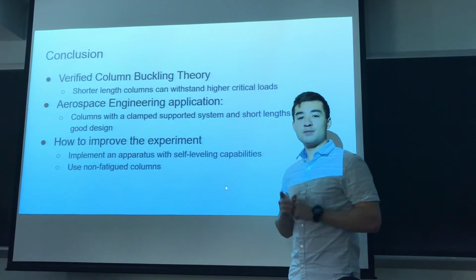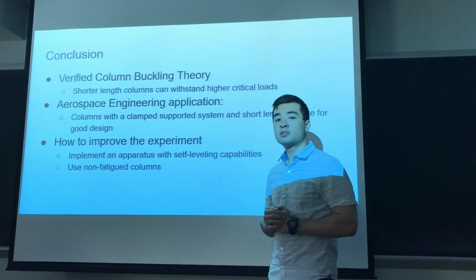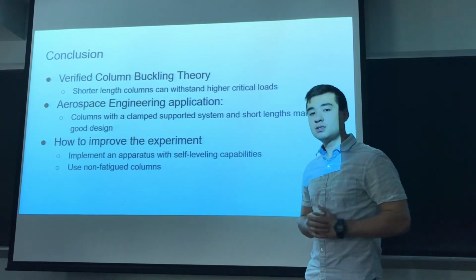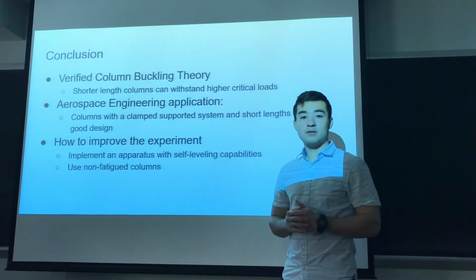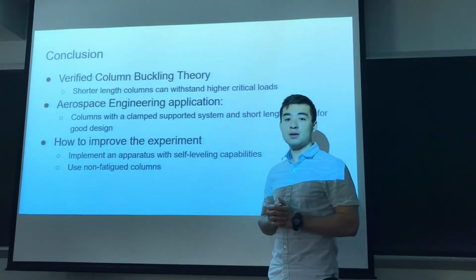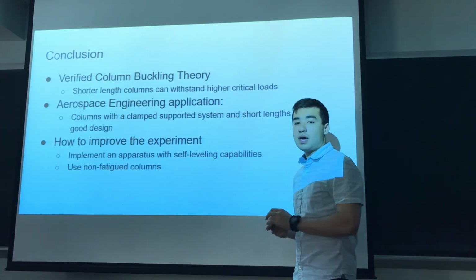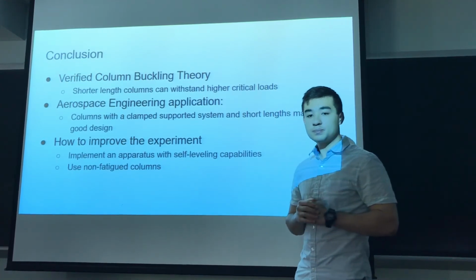In conclusion, the purpose of this experiment was to investigate and determine the behavior of a column under compressive load using experimental results and beam bending theory. Second, to determine the flexural instability and how it's affected by column length and fixity. Third, to observe the effects of imperfect load alignment and column straightness on the experiment results versus the predicted results.